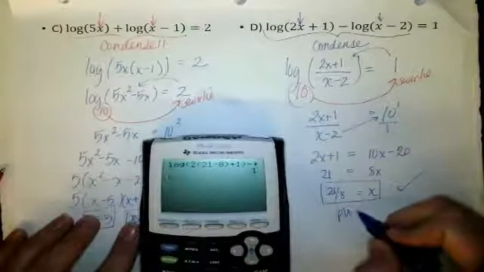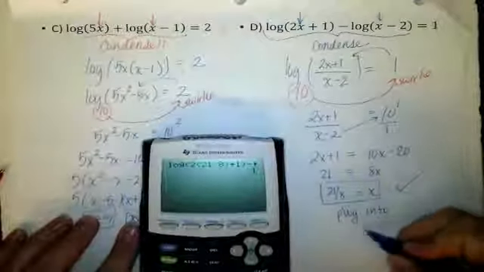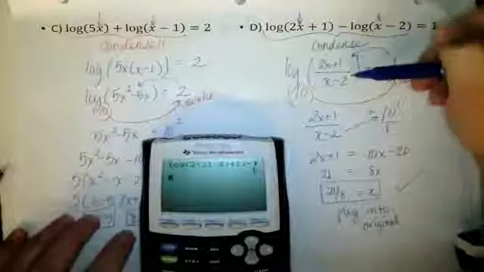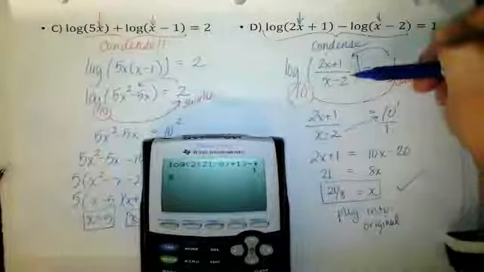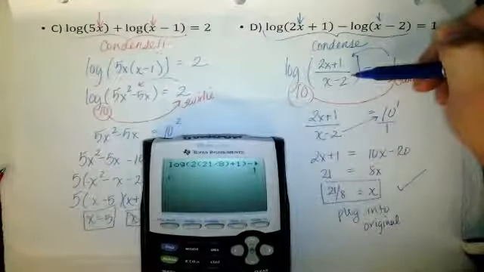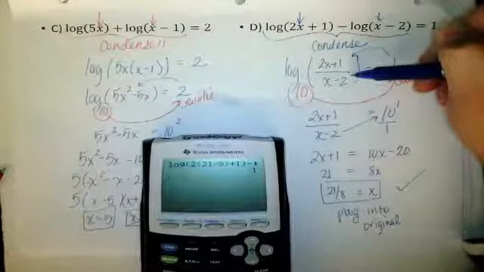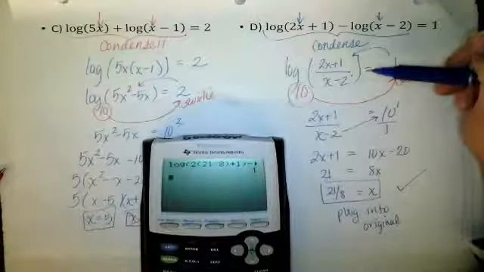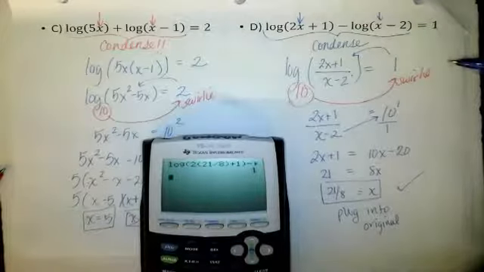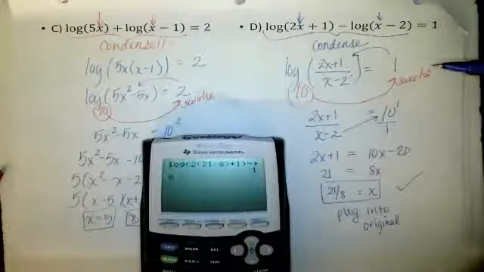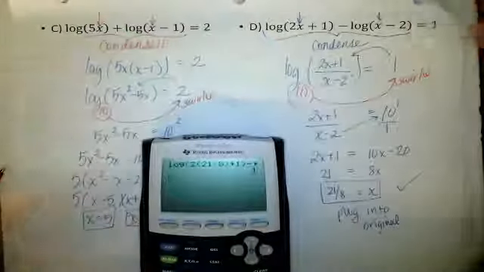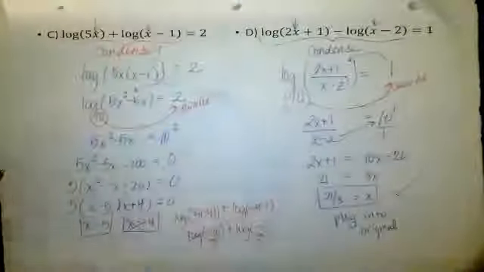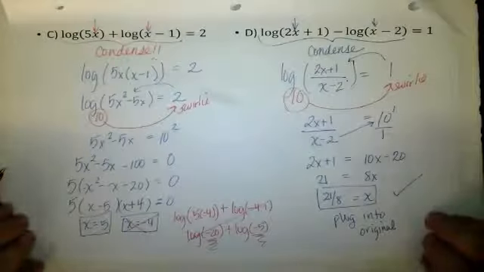You can plug into the original. Do not ever plug it into a condensed equation. When you plug into a condensed equation, by nature of the properties that we have, it eliminates the problems. It's how we were able to solve it anyway. So you always go back to the original. Okay? Questions on either of those?